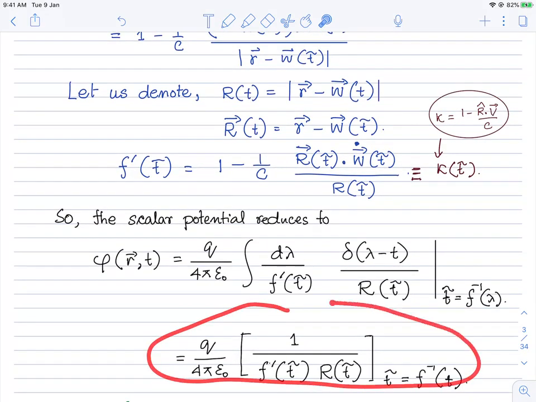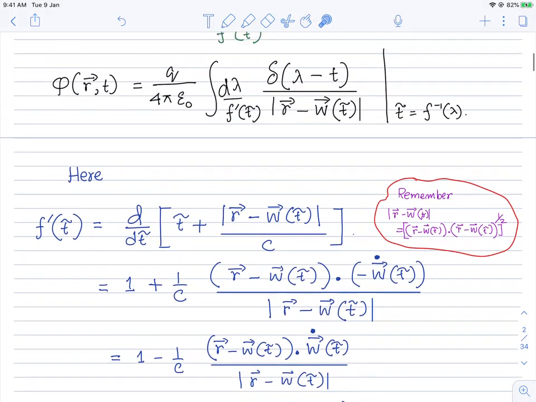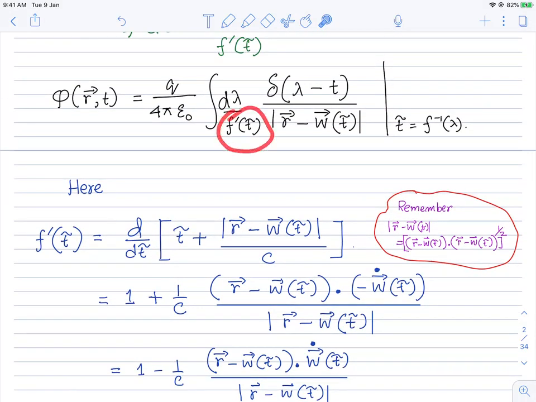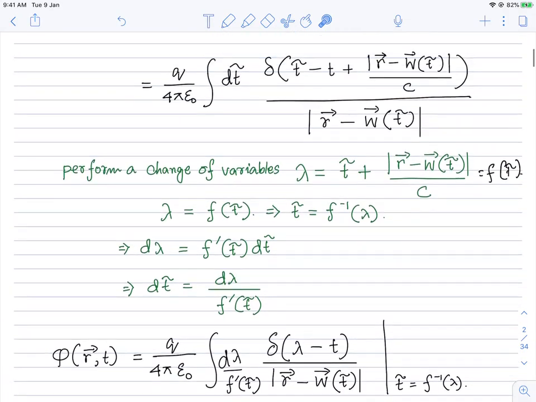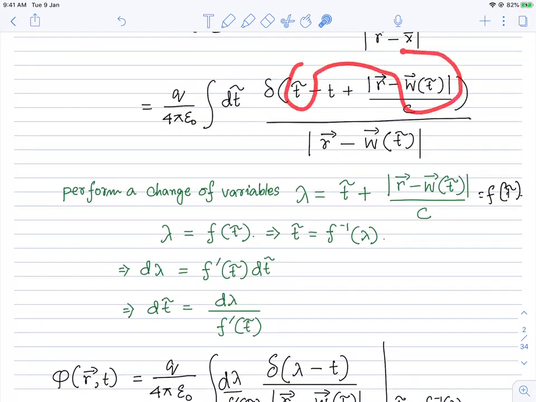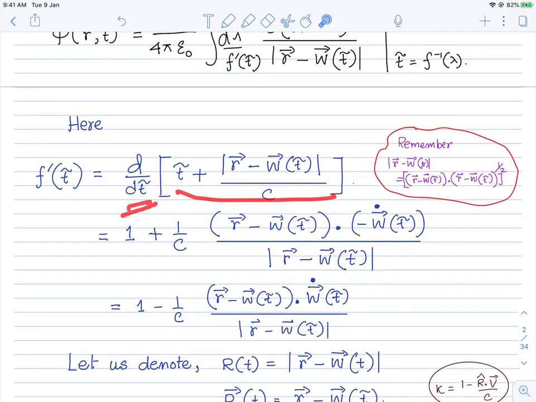But now let us see what this f prime function in the denominator is. It is also a function of t tilde. This f prime function is basically this function here, the same function that was occurring here. We take this function and differentiate it with respect to t tilde. That's f prime of t tilde, right?